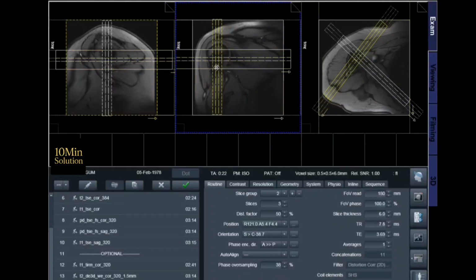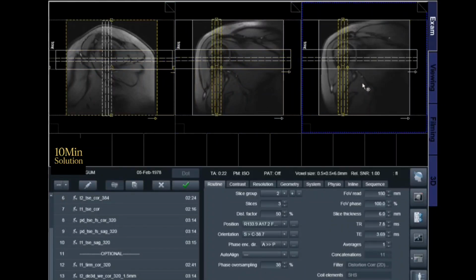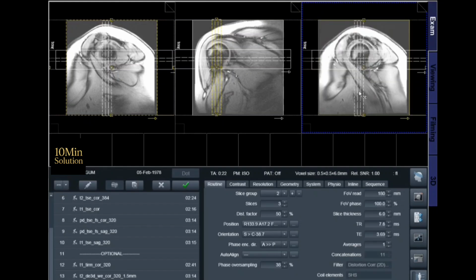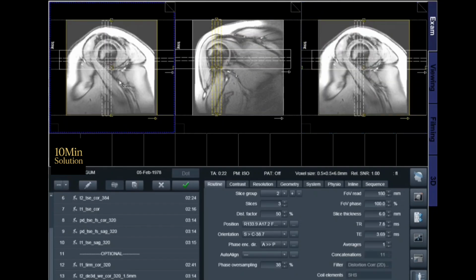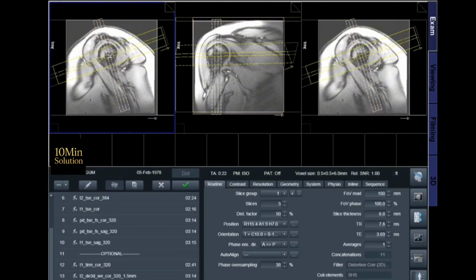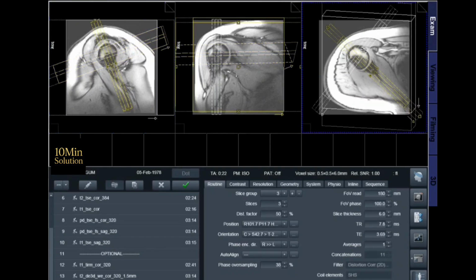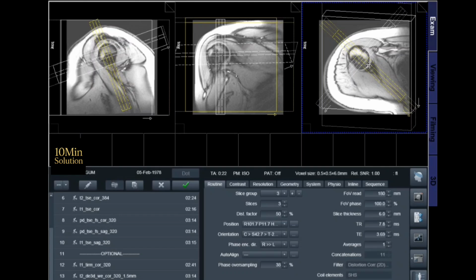In this video, we will discuss MRI planning and protocol of the right shoulder joint. The shoulder is a complex ball and socket joint formed by the humeral head, glenoid cavity, acromion, clavicle, and surrounding soft tissues. Proper planning is essential to accurately evaluate the rotator cuff tendons, labrum, cartilage, ligaments, bursae, and bone marrow.